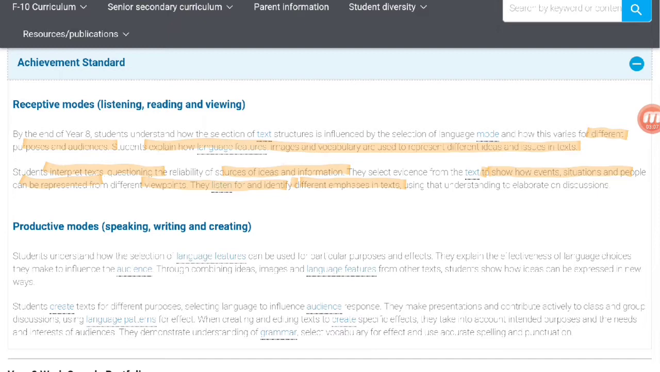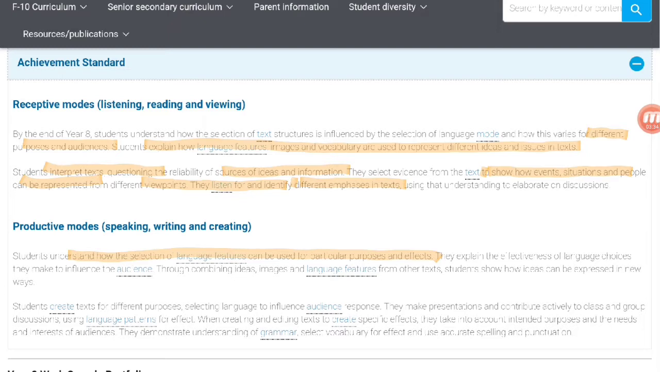In the productive mode, speaking, writing, creating, let's look at that one. Students understand how the selection of language features can be used for particular purposes and effects. They are acutely aware of that because they are creating their own effect and they've got their own purpose in mind. So they are going to use language that makes that come about. I'm not going to say the short story is not appropriate for the anthology when that's the very purpose.